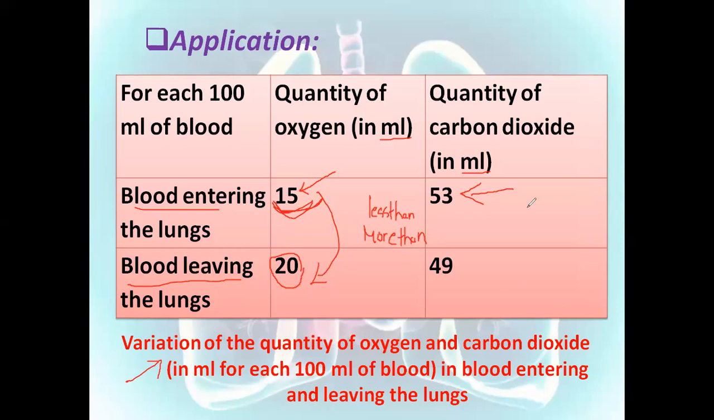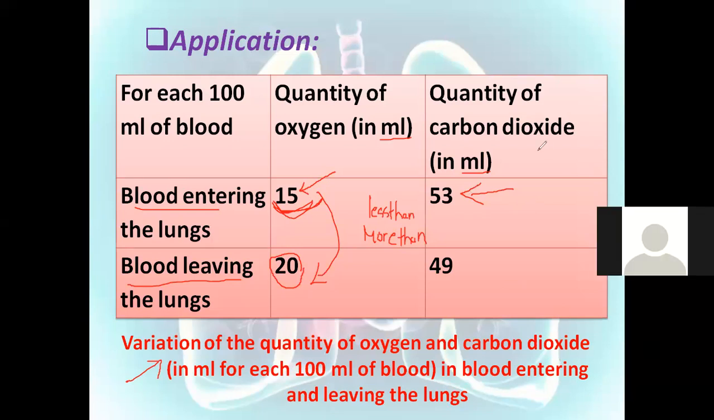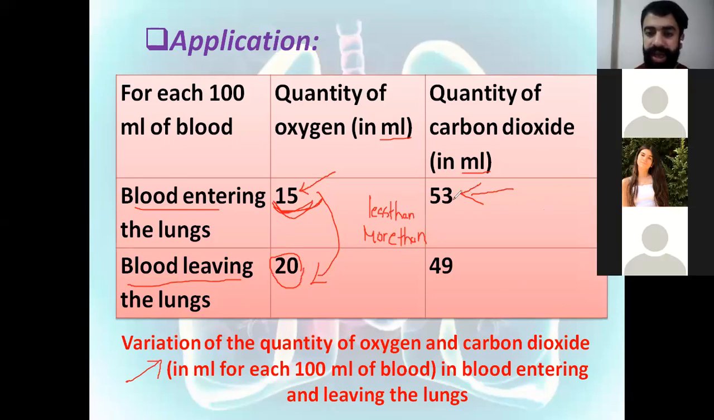Ali, Basma, you raise your hand. So the quantity of carbon dioxide in the blood entering and the blood leaving. Can you do it? Yeah, let's start. The quantity of carbon dioxide in blood entering the lungs is 53, which is more than the quantity of carbon dioxide in the blood leaving the lungs, which is 49. Very good. Excellent, Ali.